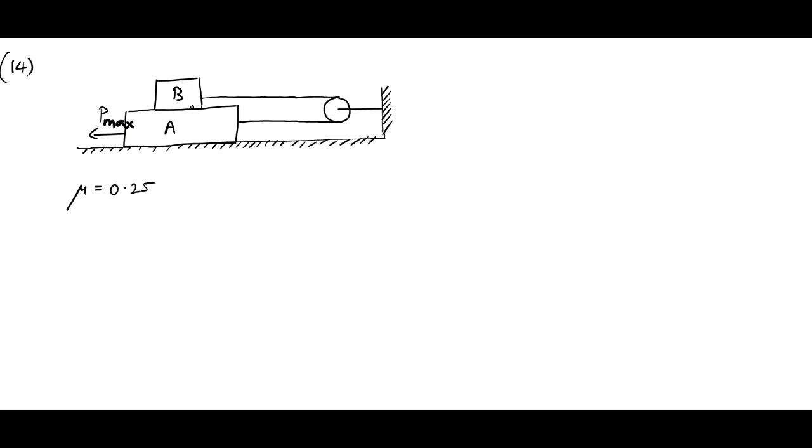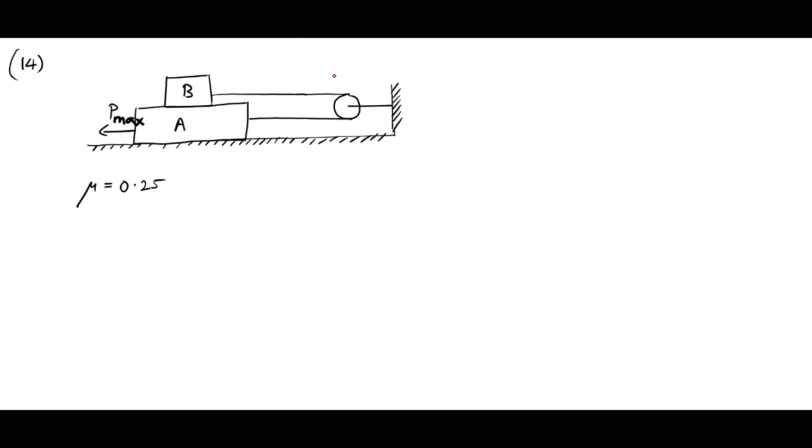So we have to actually draw the FBDs of the two blocks separately. We could try drawing the FBD of block A and B together and see whether that works. But I will show you how to solve the problem by drawing A and B's FBD separately.